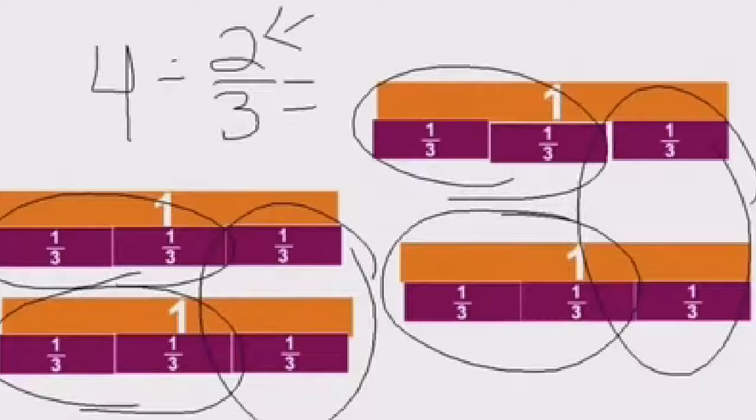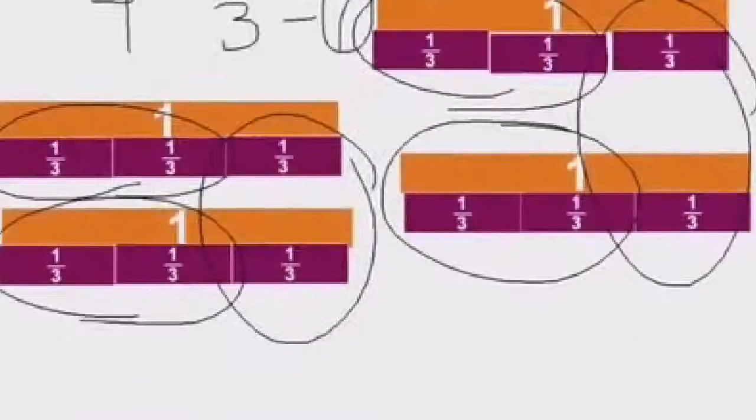Count the total number of groups you have. 1, 2, 3, 4, 5, 6. So we can say that 4 divided by 2/3 equals 6. Go ahead and take your picture. Drop that into GoodNotes.